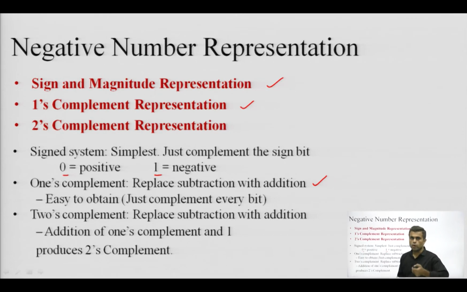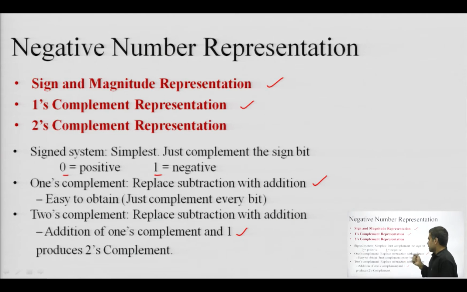That means 1 can be replaced by 0, 0 can be replaced by 1. This is simple one's complement. And similarly, there is a method called 2's complement, which also replaces subtraction with addition. That means these 2 points are common among 1's complement and 2's complement. And how is this 2's complement obtained? It is obtained by addition of 1's complement and 1. That means, if I add 1 to the 1's complement, then I get the 2's complement.